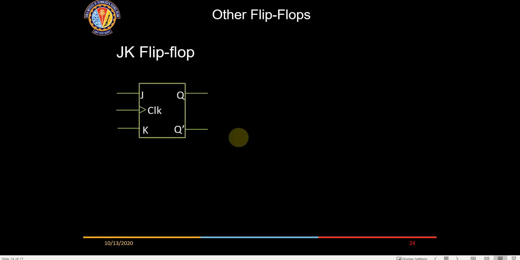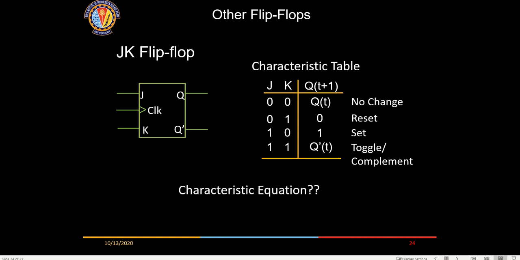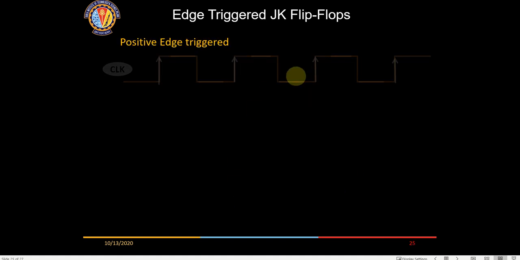Other flip-flops, yeah. Even the JK flip-flop is an important one. You have to be very clear with these characteristics. 0 0 means it is no change. 0 1, it is going to be reset to 0. 1 0, it is going to be set to 1, and 1 1, it is going to toggle. This has to be very clear. You will have some questions based on this.